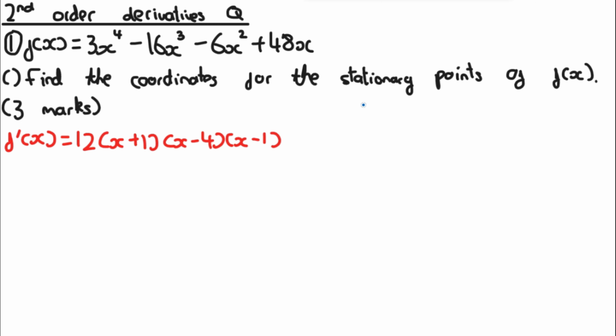So for part C, we need to find the coordinates of the stationary points. Remember, the stationary points are where f dash of x is equal to 0.